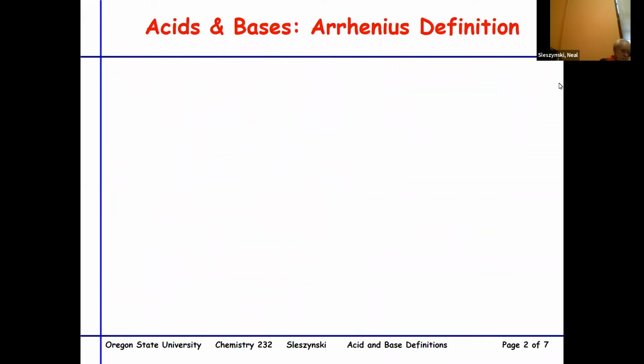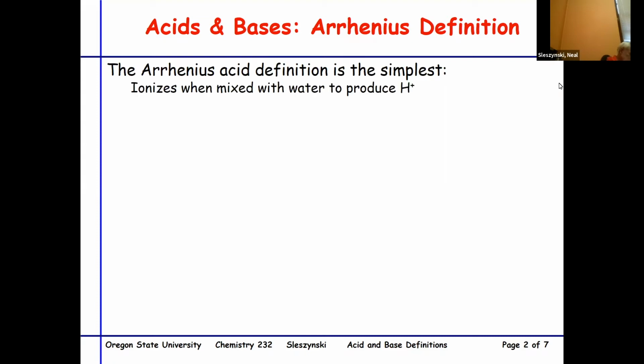Well, we're going to address three different definitions of acids and bases in this talk. The first one we're going to talk about is the Arrhenius definition. The Arrhenius acid definition is the simplest. An Arrhenius acid is one that ionizes when mixed with water to produce hydrogen ion.